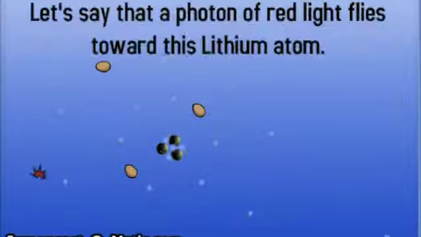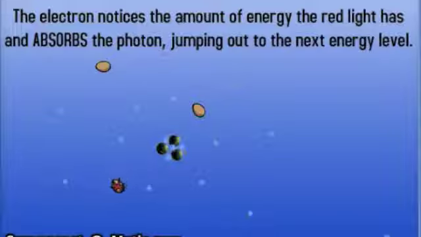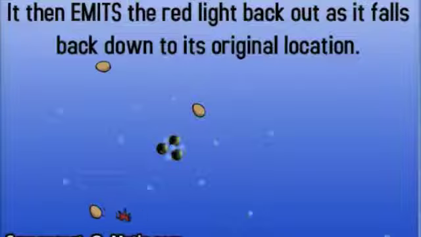Back to the lithium atom. Let's say that a photon of red light flies toward this lithium atom. The electron notices the amount of energy the red light has and absorbs the photon, jumping out to the next energy level. It then emits the red light back out as it falls back down to its original location.